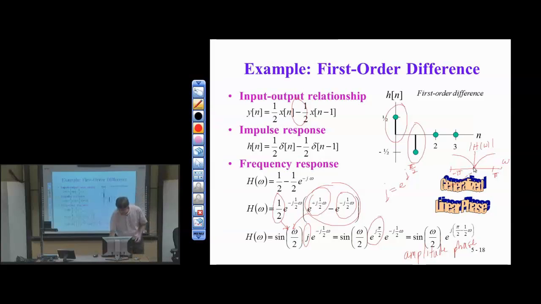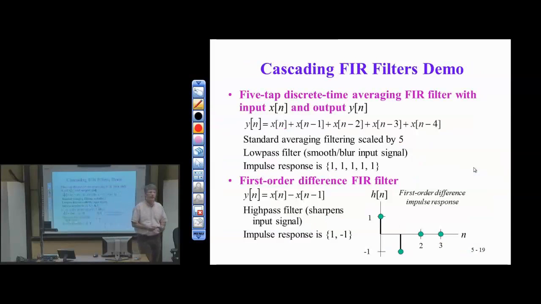Okay, so let's go on to the demo. In the demonstration, we're going to apply 2 filters. Again, the averaging filter, but in this case, it will be 5 coefficients, and then the first-order difference. The averaging filter in the longer version of this has the same characteristics. This will be a low-pass filter.